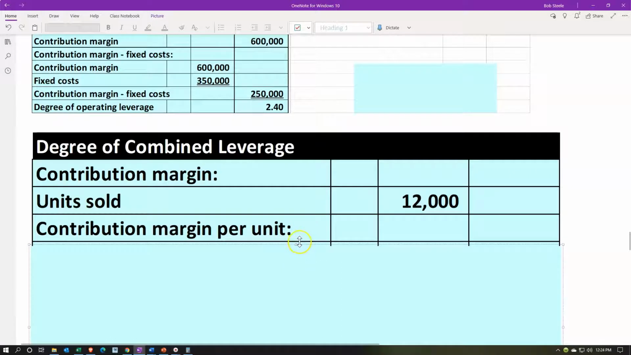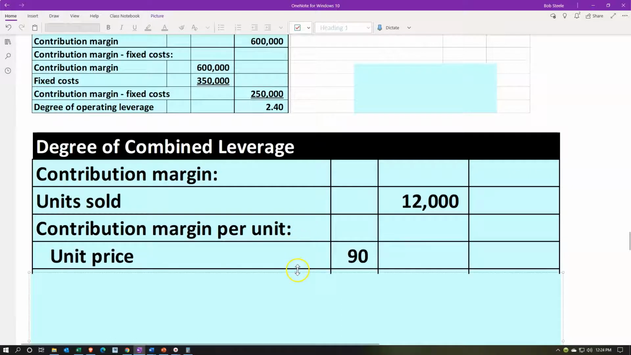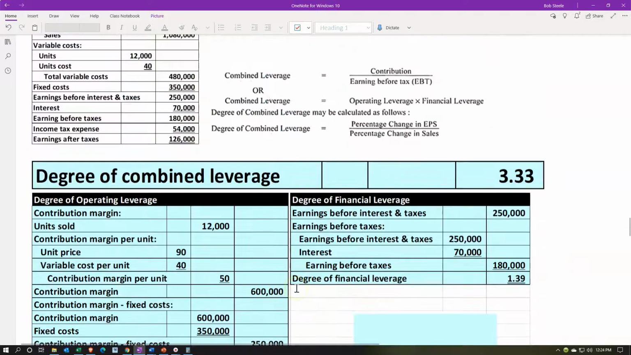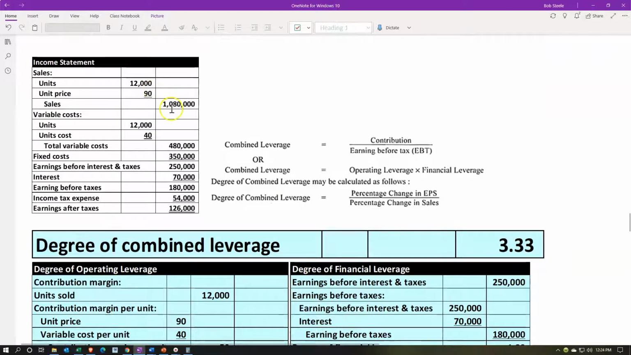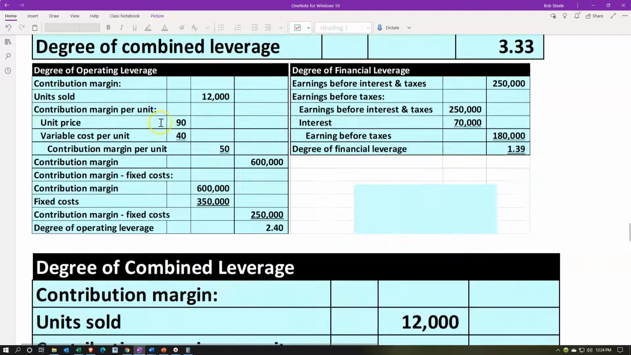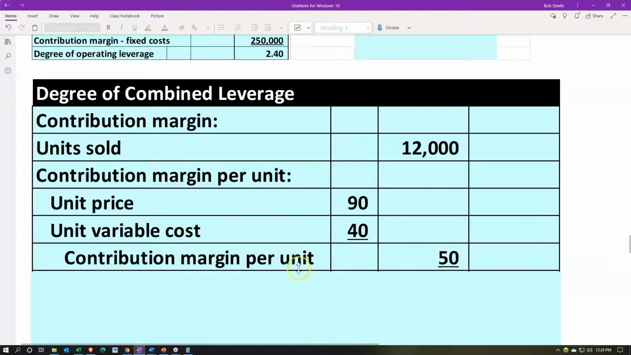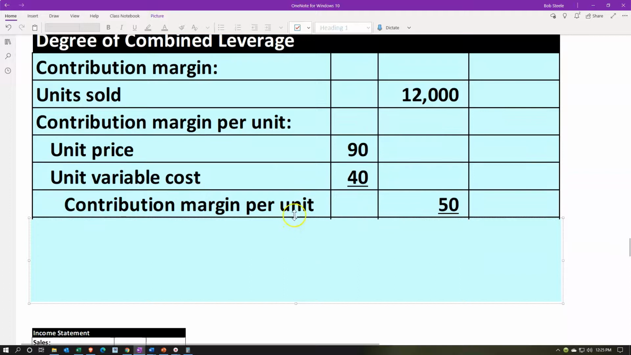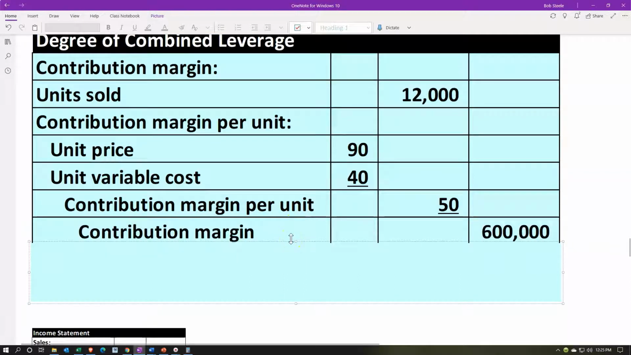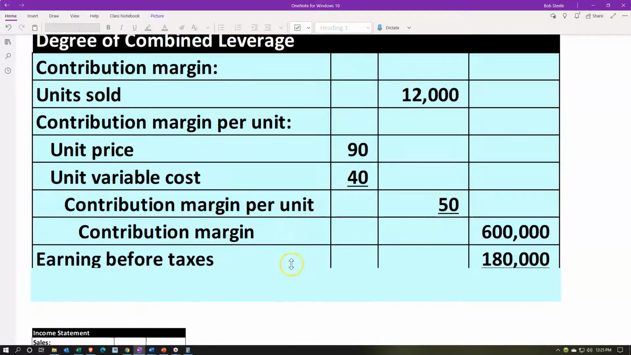We're going to take the contribution margin per unit, the unit price minus the variable cost. This is back to the original data. We have the unit price minus the variable cost per unit. That's going to give us our $50 contribution margin per unit. We're going to multiply that times the 12,000. That's going to give us our 600,000. So there's our contribution margin numerator.